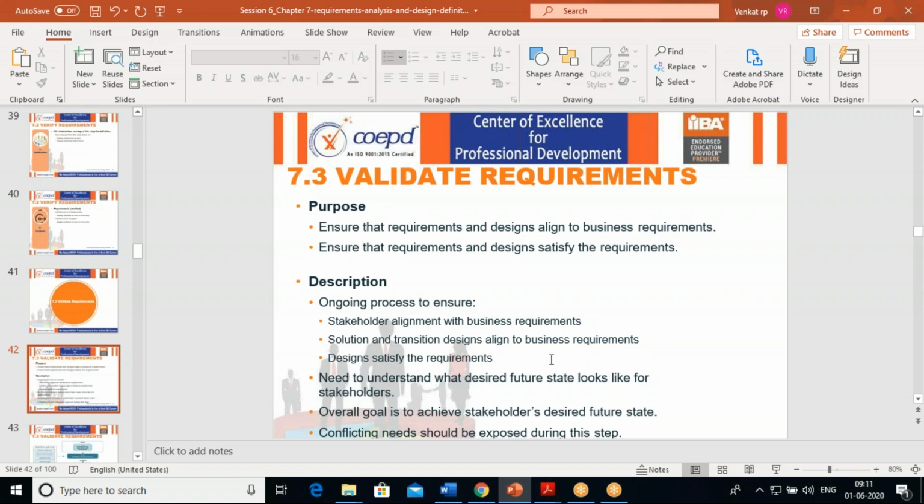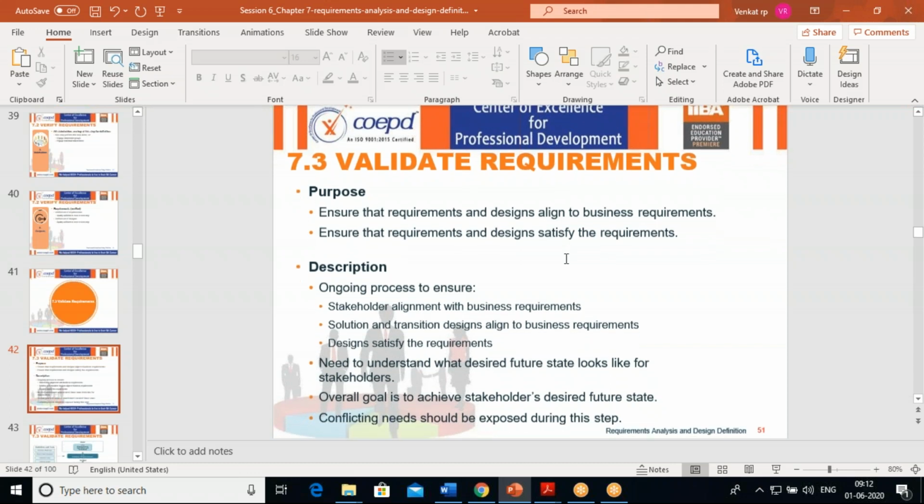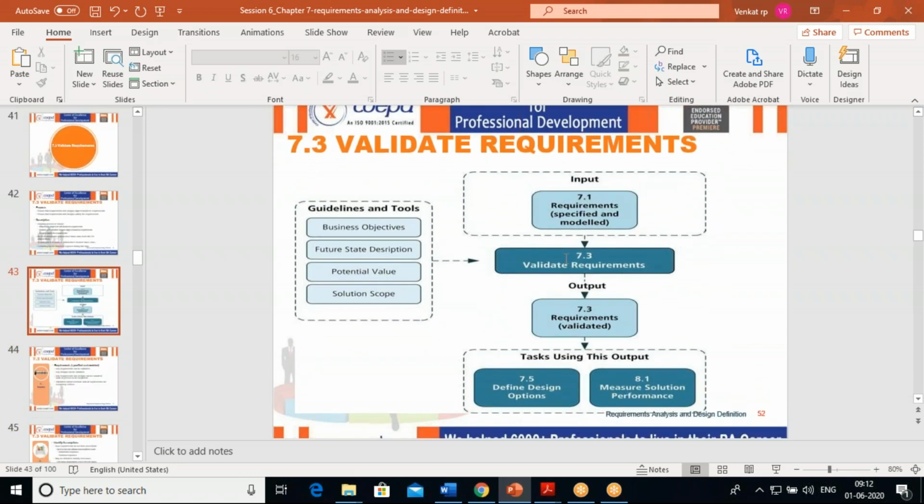That means there's a link between the requirements and the design, and we need to understand what the desired future state looks like and how the stakeholders look at it. The overall goal is to achieve the stakeholders' desired future state, and any conflict needs to be exposed. You should identify it and find a solution for it. We should take inputs from the concerned stakeholders and find a solution. That is what we are going to do in validate requirements.